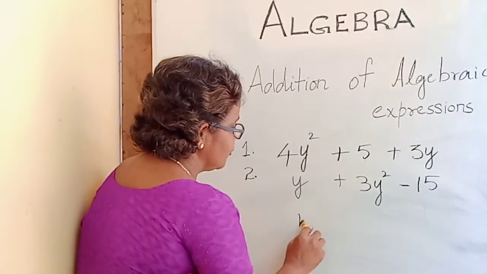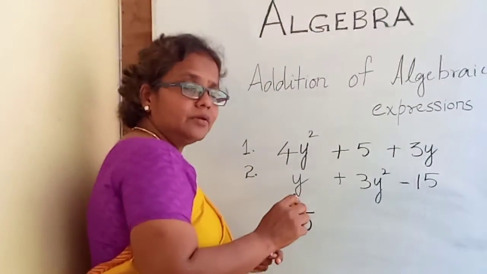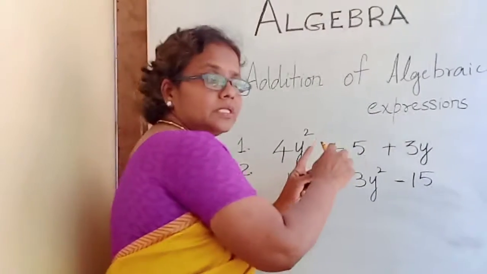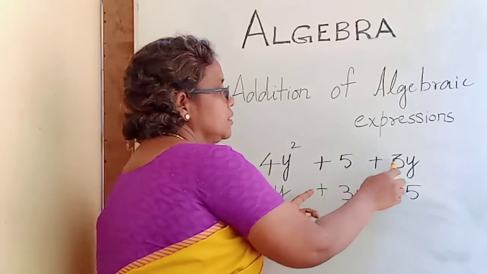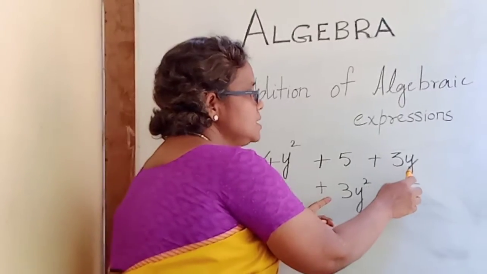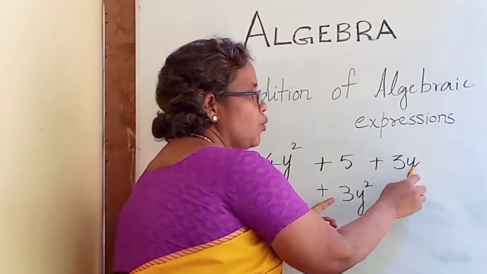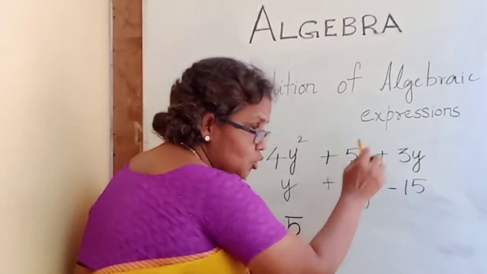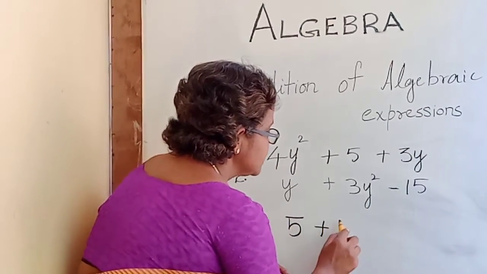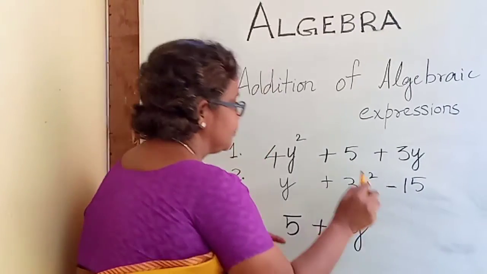So, we shall write plus 5 here. Then, the second term which has to follow 5 is nothing but 3y. Why? Since the power of the variable y is 1, and therefore you will have to write it along with its sign. Don't miss the sign. So, it is plus 3y.